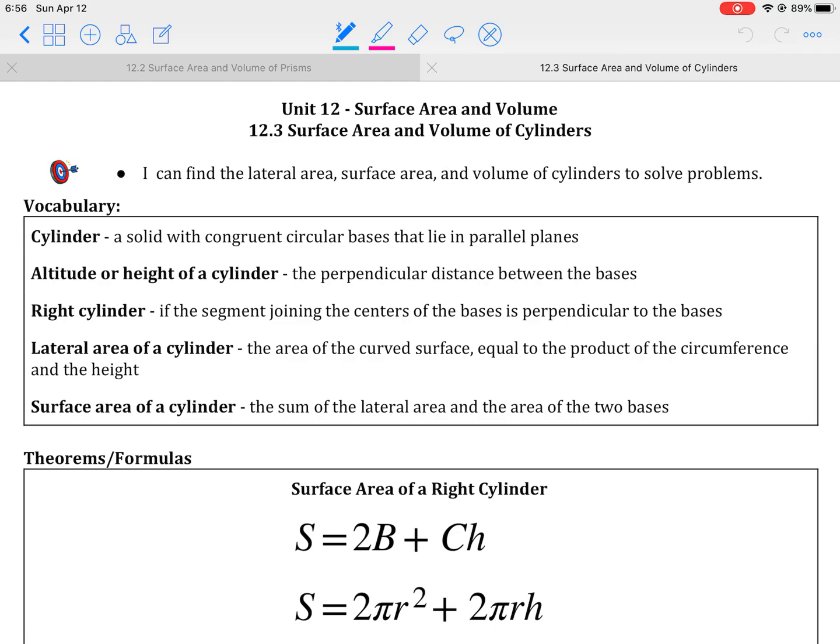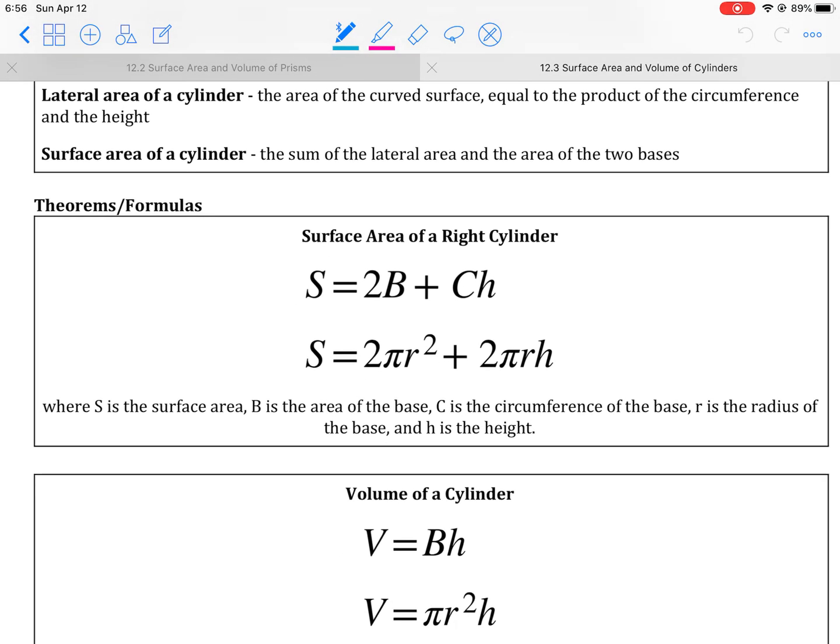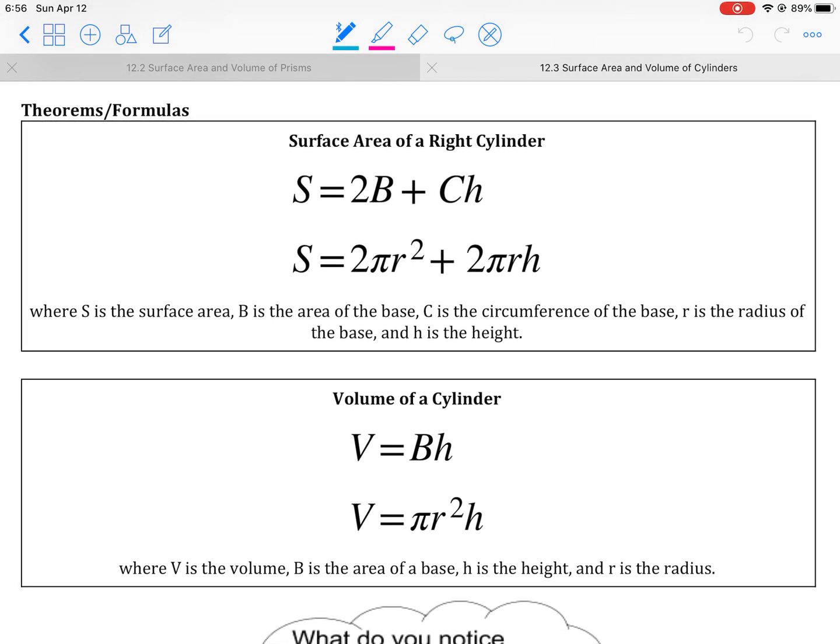The surface area is going to be the sum of that lateral area and the area of the two bases. So if we look at the surface area of a right cylinder, we have 2 times the area of the base. Since those are circles, we have the formula for the area of a circle, which is pi r squared. That's added to the circumference, which for a circle is 2 pi r if we know the radius, times the height of the cylinder. So we have 2 times the base plus circumference times height, and if we plug those formulas in, that's 2 pi r squared plus 2 pi r h.